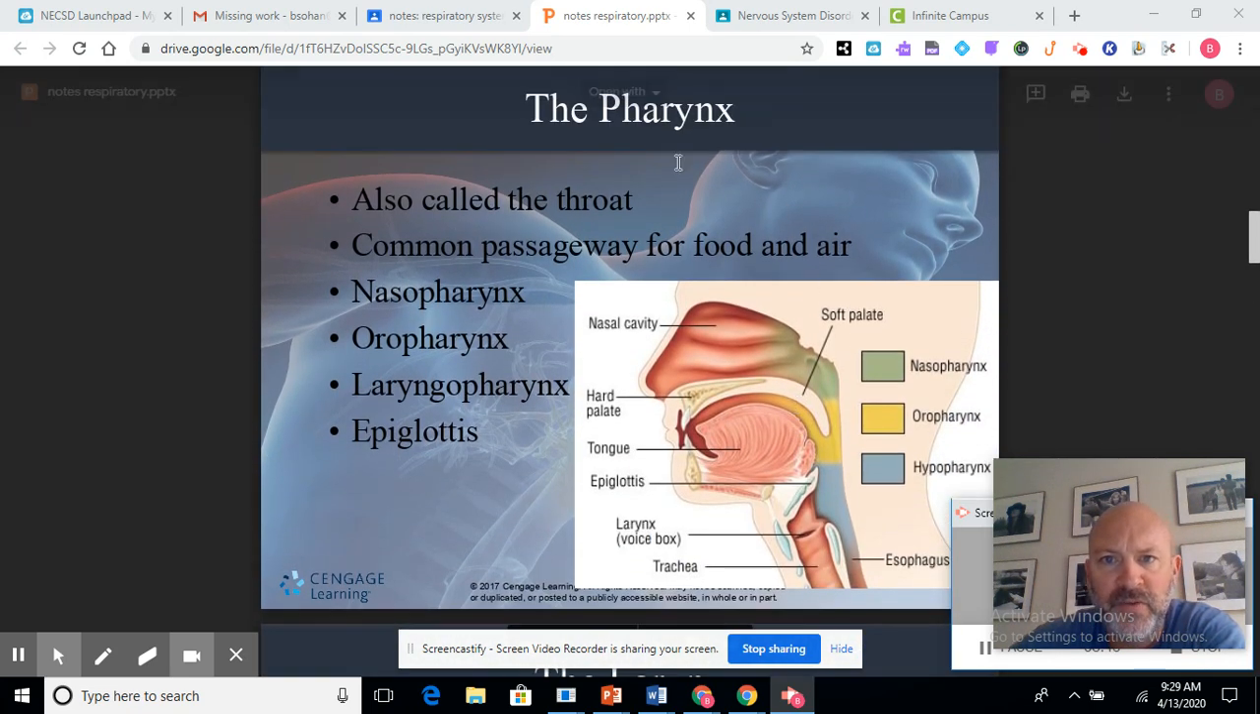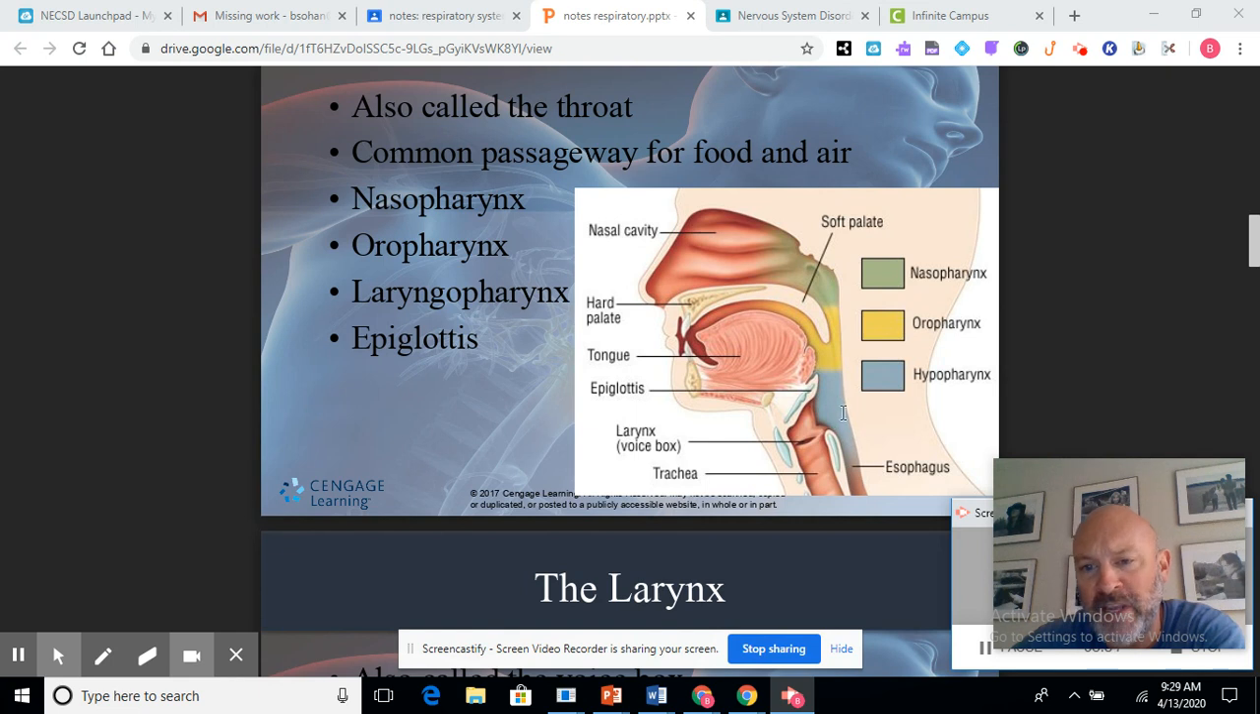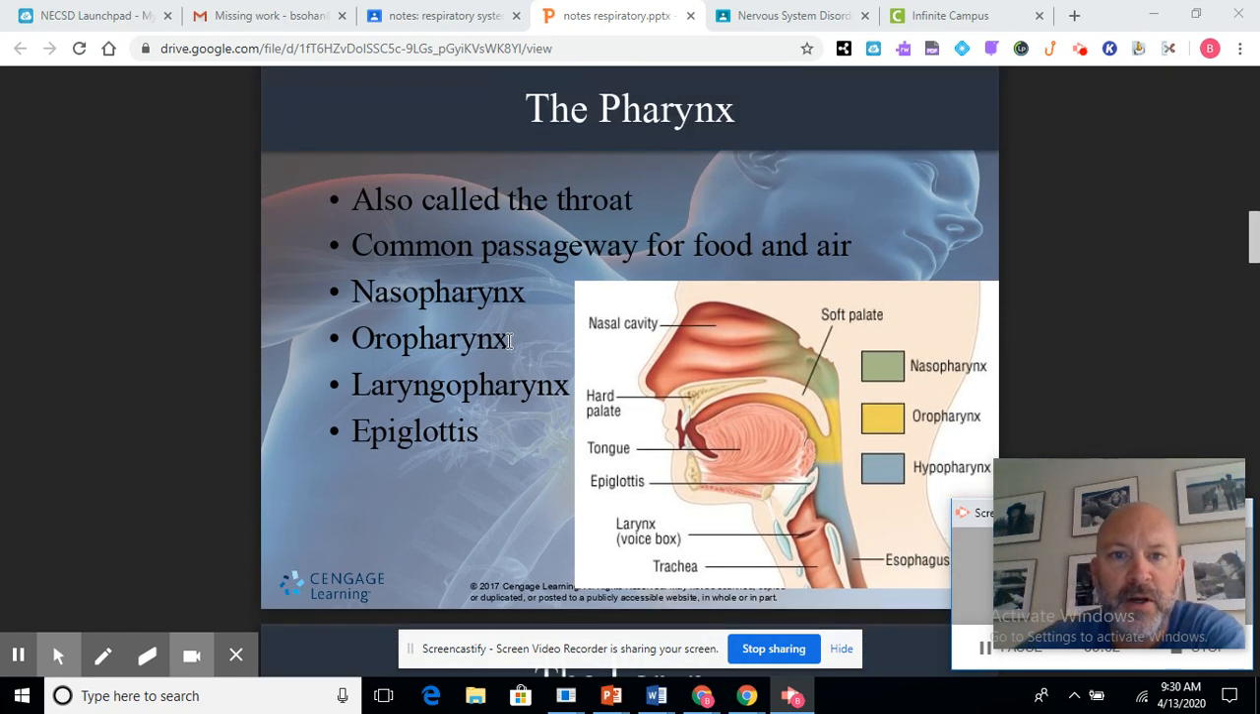All right. So the pharynx, again, we got nasopharynx back here, oropharynx in yellow, and then the laryngopharynx is really what we call this in blue. All right. The epiglottis is a very important structure. Keeps food from going down your trachea.